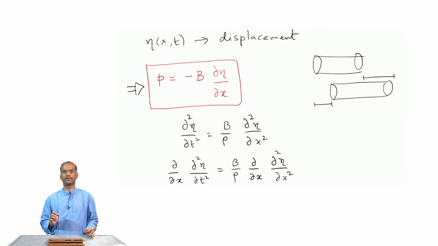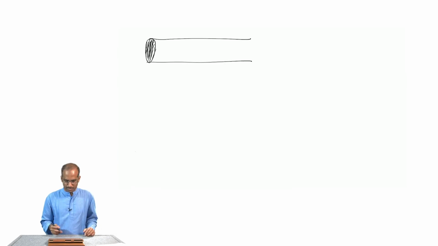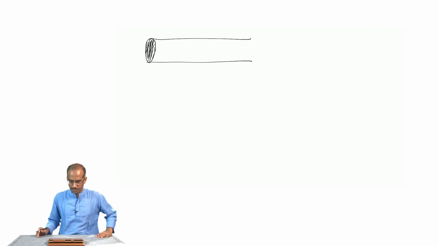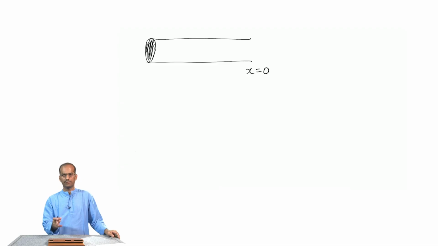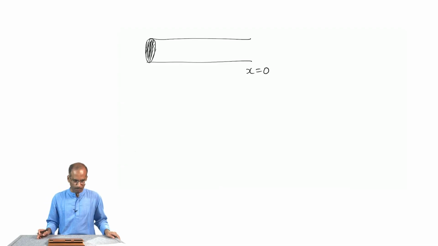sign is very important. Let us look at what happens when you have a longitudinal wave set up in a tube like this. So, I have taken a tube with one end closed. The first thing that we need to worry about is the boundary conditions. To help us understand the boundary conditions, let me denote this open end by x equal to 0. So, x equal to 0 right now corresponds to the open end.